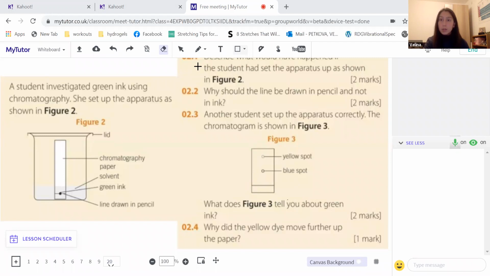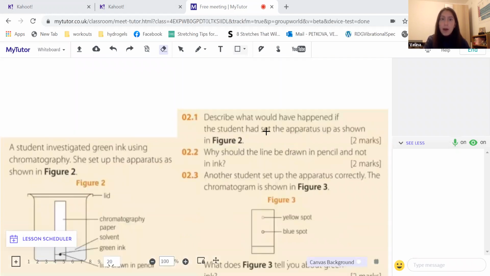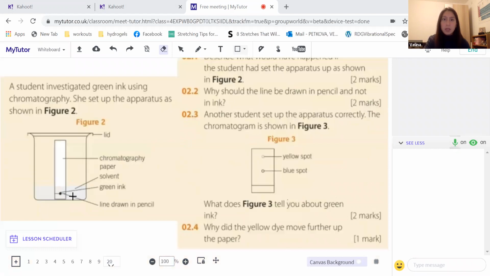Sometimes you need to work out Rf values in exams, but it will be asked for, and hopefully you can remember from yesterday or the other day how to work those out. 2.1, someone wants me to explain 2.1. Describe what would have happened if the student had set the apparatus as shown in figure 2. It's just incorrect. This ink might have just dissolved into the water. The water starts here, so it starts travelling from up here, so the ink is not carried correctly. Whilst you want your water to move up from the bottom of the paper to the top and drag this ink with it. Okay.